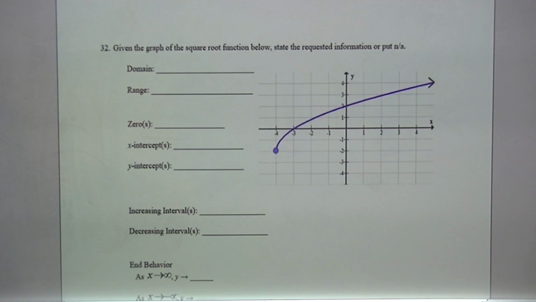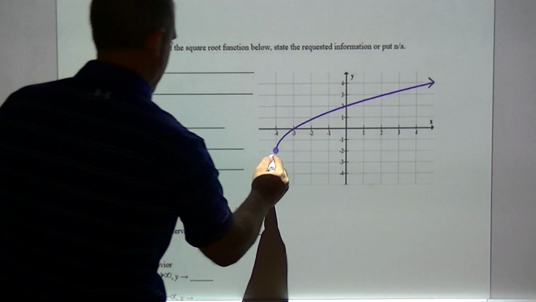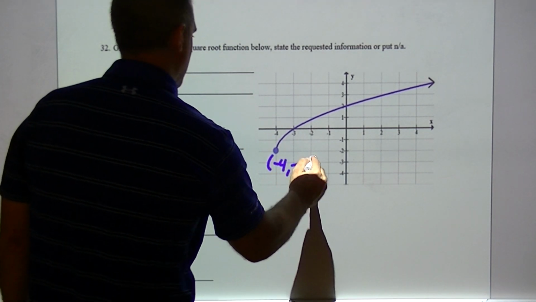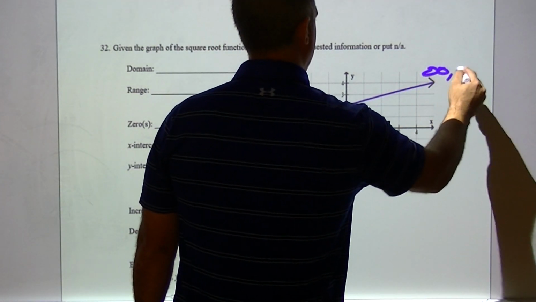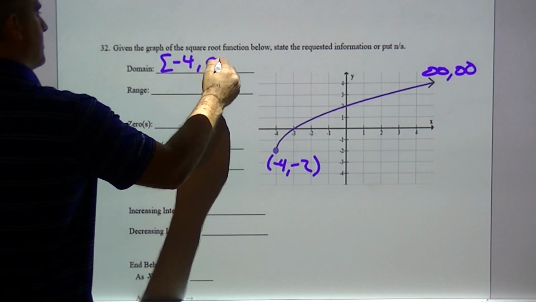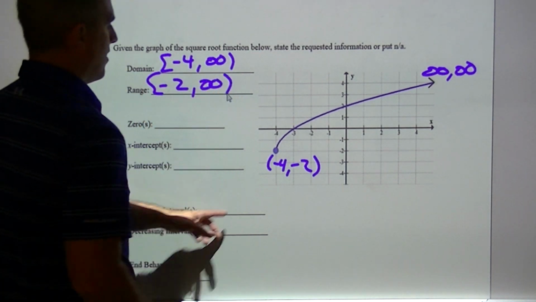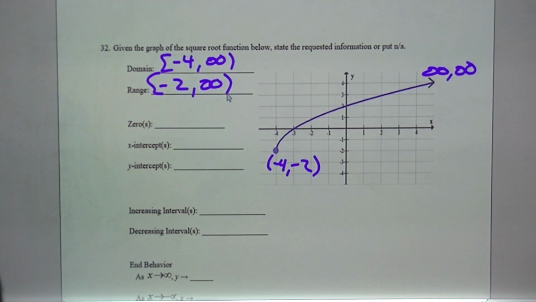All right, moving on to 32. These are review questions. Make sure you do these. That's going to be negative 4, negative 2, infinity, infinity. Smallest x value is negative 4. Biggest is infinity. Smallest y value is negative 2. Biggest is infinity. Now, that comes at a point. That's why those are boxed in.